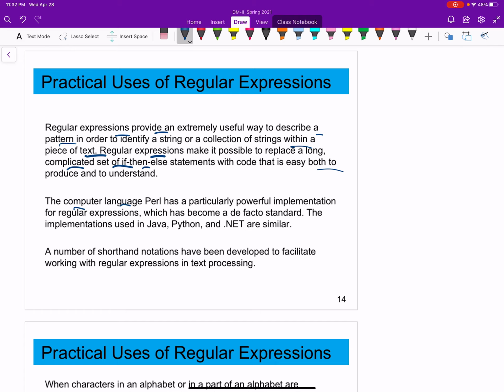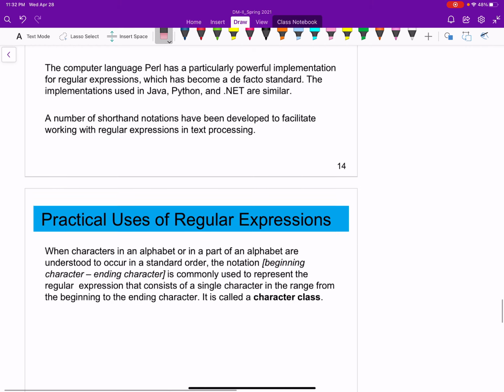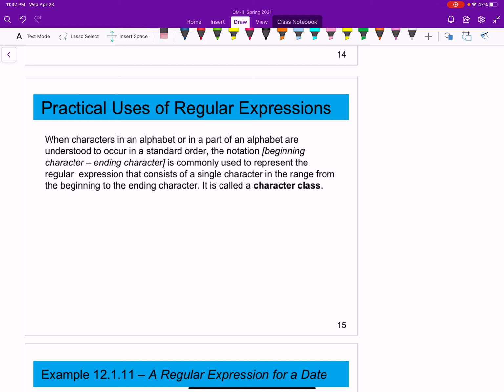The computer language Perl has a particularly powerful implementation for regular expressions, which has become a de facto standard. The implementations used in Java, Python, and .NET are similar. A number of shorthand notations have been developed to facilitate working with regular expressions in text processing. All right. Let's go to the next slide.